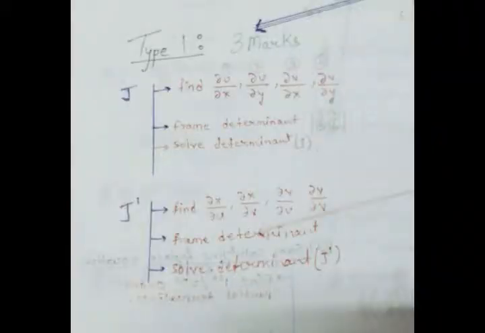Now, my first type of Jacobian of partial differentiation includes the basic type of two variables. Now, it includes two types, like we are asked to find the Jacobian, the inverse, or the multiplication of both. So for that, we need to understand what is the Jacobian and how to find it.